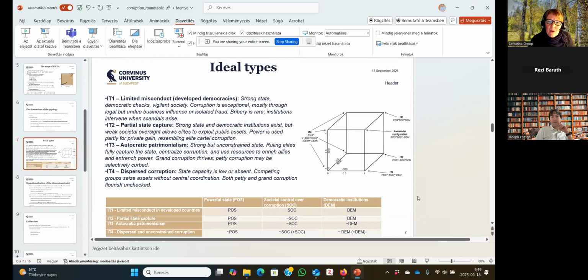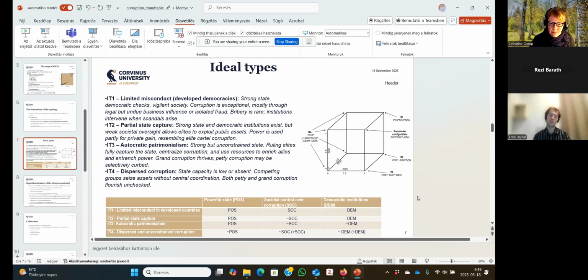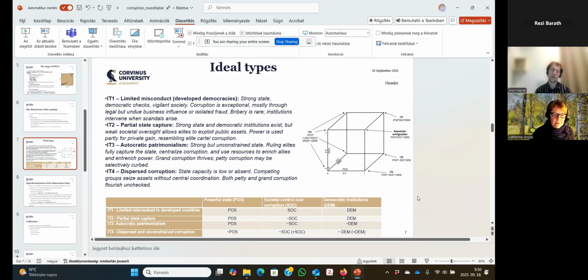How this affects analysis? Yes, thank you for the question, and indeed there is this issue. I think the broader issue is that we say that power of the state, societal control over corruption, and democratic institutions, and how they combine influence emerging corruption patterns. And the issue is that corruption also influences these factors. If I understood your comment, that was the main point, right? That there is an endogeneity problem. So yes, that's true that corruption, for instance, influences democracy.